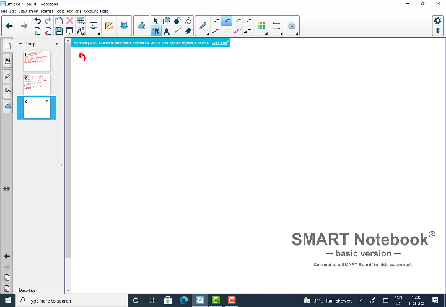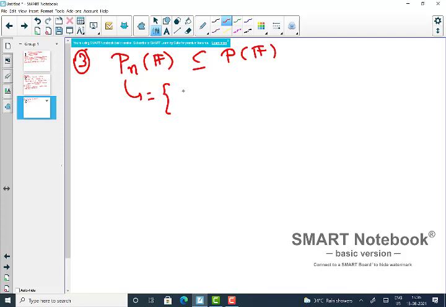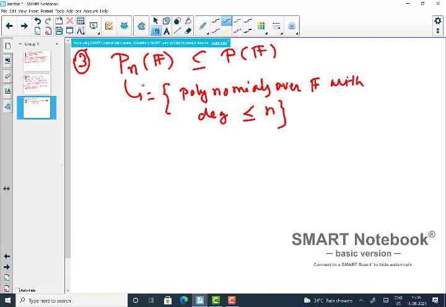Now obviously you can find many such examples, and maybe I can give some non-trivial ones. Now recall, do you remember this P_n(F)? It is sitting inside P(F), the polynomials over the field F. This is the set of polynomials over F with degree less than or equal to n. You can easily check that this forms a vector space, a subspace of P(F), and that it has a basis.